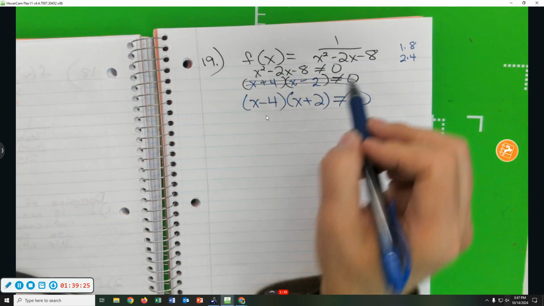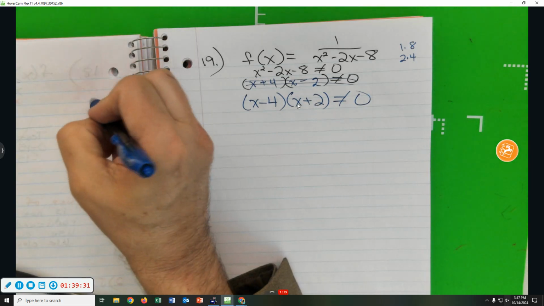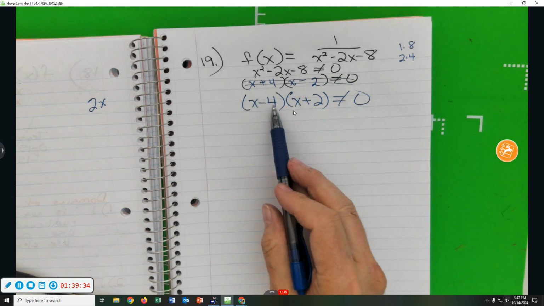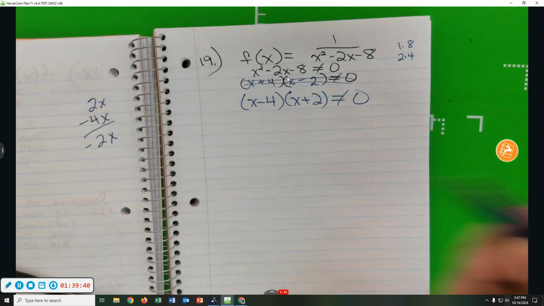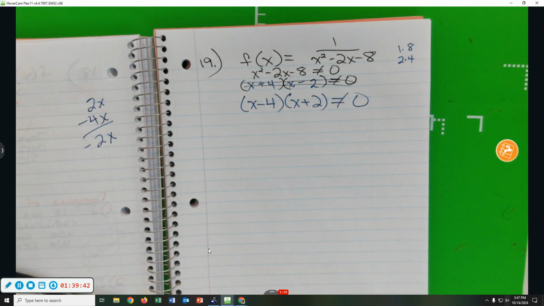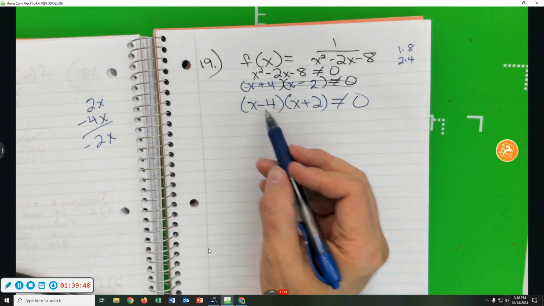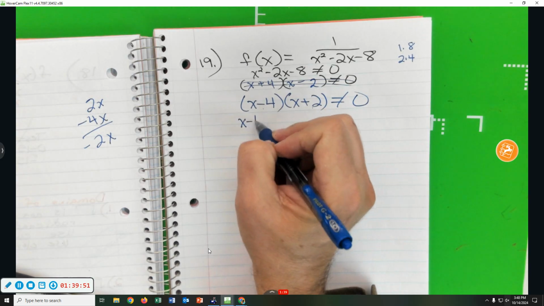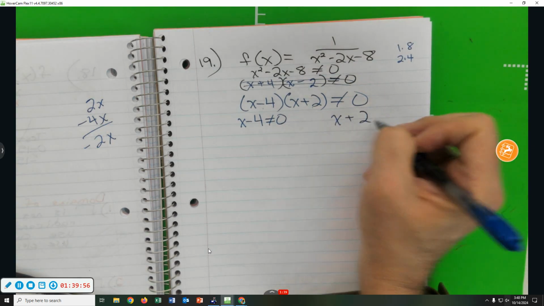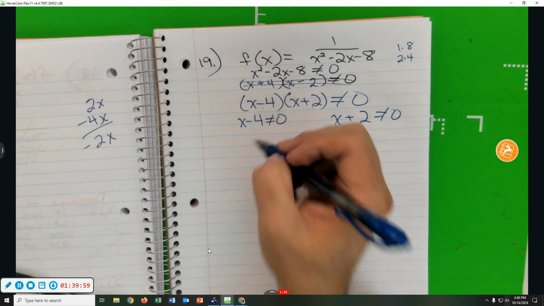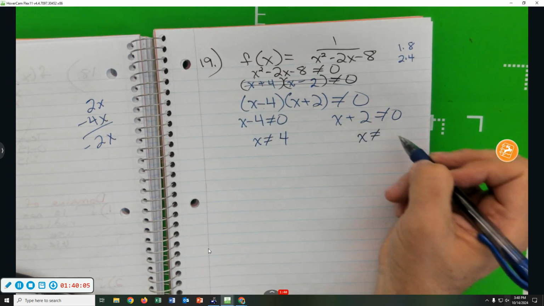Let me mark that out. If you all agree, that gives me the outer product of a positive 2x. What's the inner product? 2x minus 4x gives me a negative 2x. Is that what I needed? Yes, it is. And so this is where it's like number 16. You have two different factors. Neither of them can be 0, so x minus 4 can't be 0 and x plus 2 cannot be 0. So x cannot equal 4, and x cannot equal negative 2.